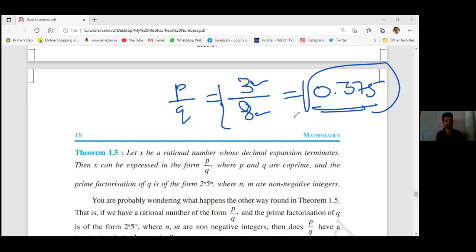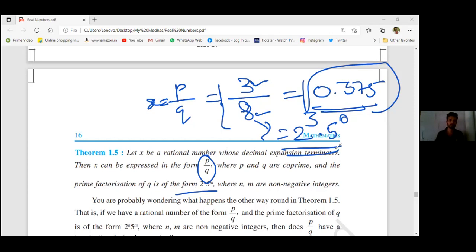So here x is a rational number whose decimal expansion terminates, and x can be expressed in the form p by q, where p and q are co-primes, and the prime factorization of q is of the form 2 to the power n into 5 to the power m. So if I factorize this 8, I can write 2 cubed into 5 to the power 0. Did you guys get it? Yes? No? Okay.